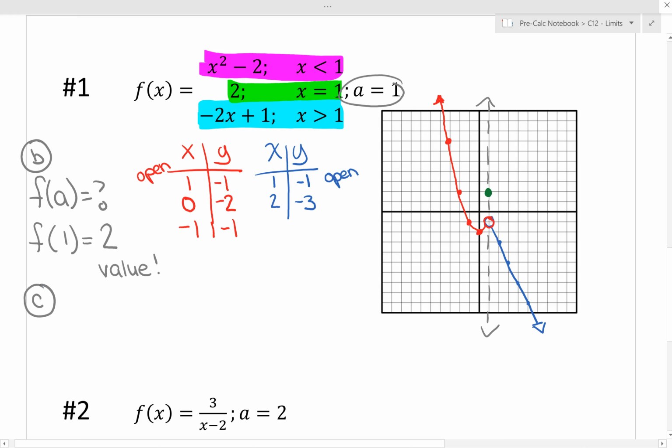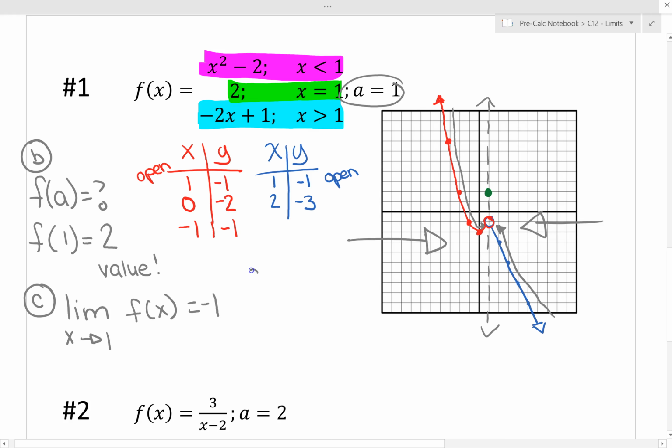C was asking you for the limit as x approaches 1. So remember, the limit is when you're coming from this side and this side, am I going to approach the same exact value? So yeah, as I'm coming up from the right, I approach here. As I'm coming down a little bit back up, I'm approaching right here. So my arrows are all going to match up right here at the -1. So that means my limit as x approaches 1 is -1.